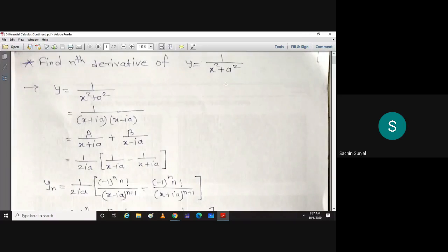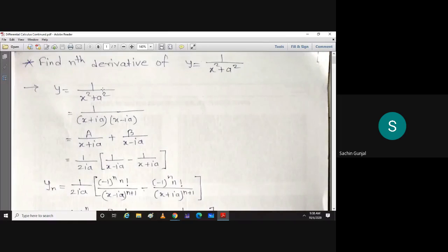Moving ahead in successive differentiation, next is: find the nth derivative of 1 upon x square plus a square. So this is general. That means whatever proof we are going to take is in general. You may assign some particular value to a, and accordingly the proof goes along similar lines.